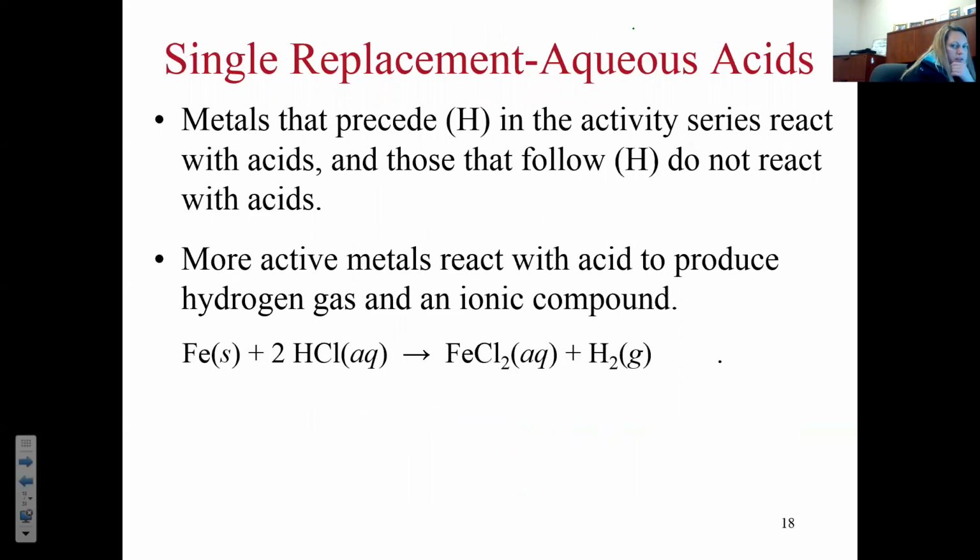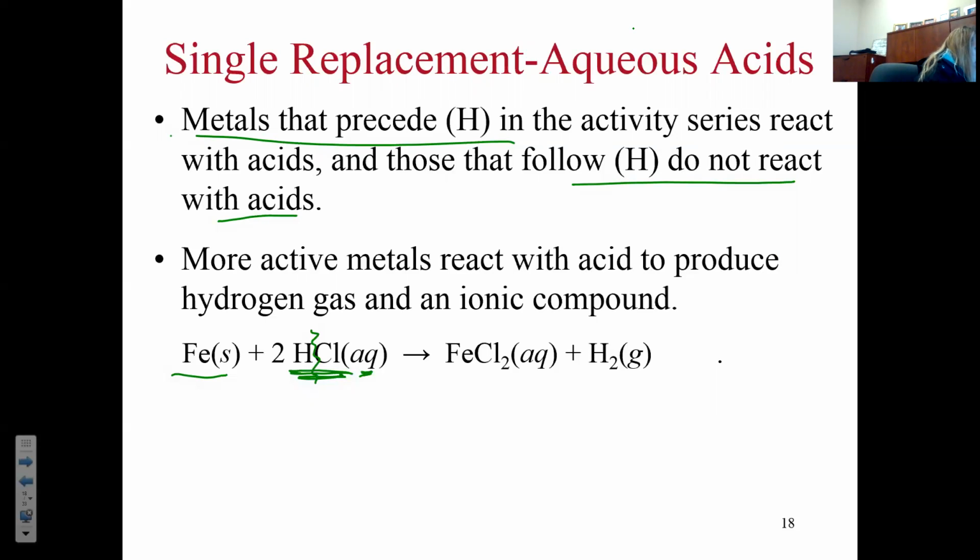Now, how do we do this with all of them? The first thing that I want you to know is that metals that precede hydrogen in the activity series can react with acids or any other compound. Those that follow the hydrogen cannot react with acids. Take Fe and hydrochloric acid. It's aqueous, so we know it's an acid, and this compound can be broken down like this: hydrogen and chloride.